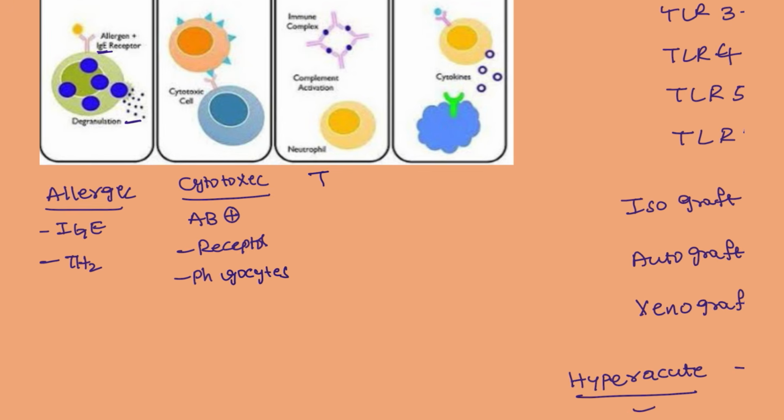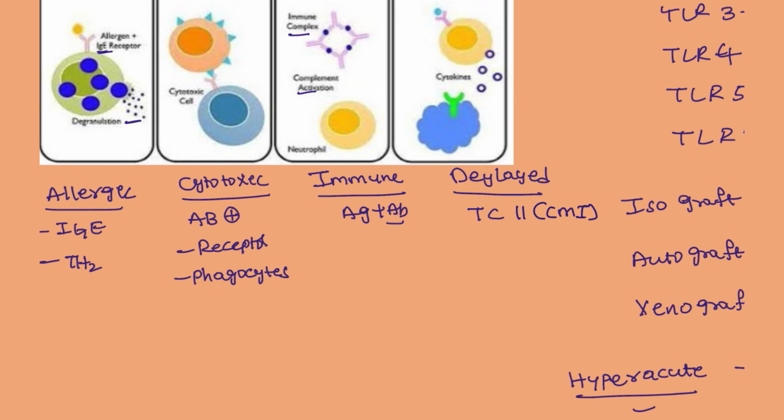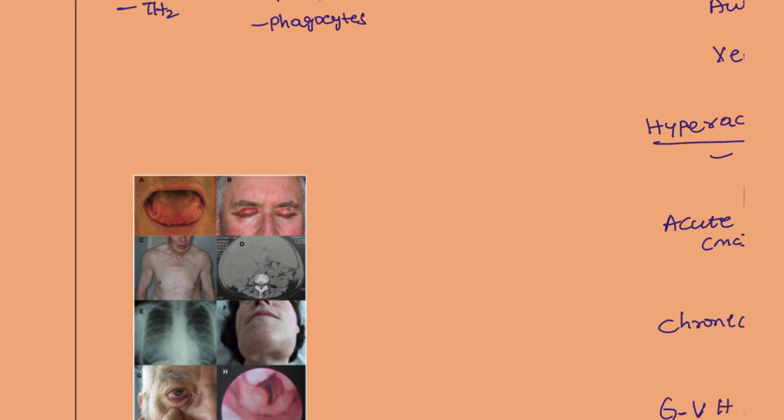Next, here it is immune mediated. If it is immune mediated, both the antigen and the antibody, so an immune complex, is formed. Next, this is the delayed type. In the delayed type, we are going to see T cell mediated, right? A T cell mediated immune response will be seen. And I will be explaining these examples in the other slides.